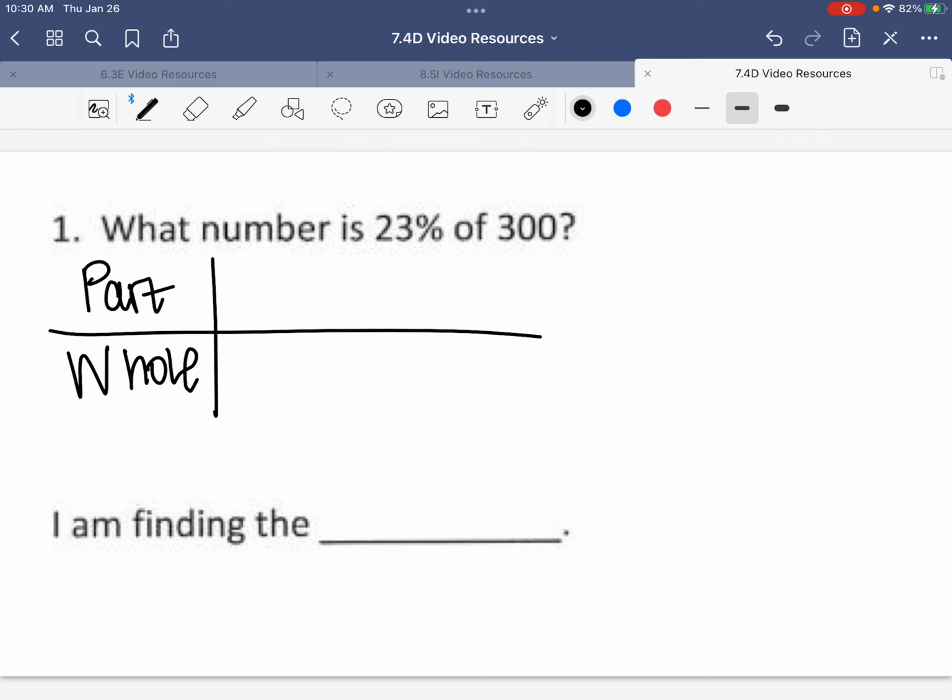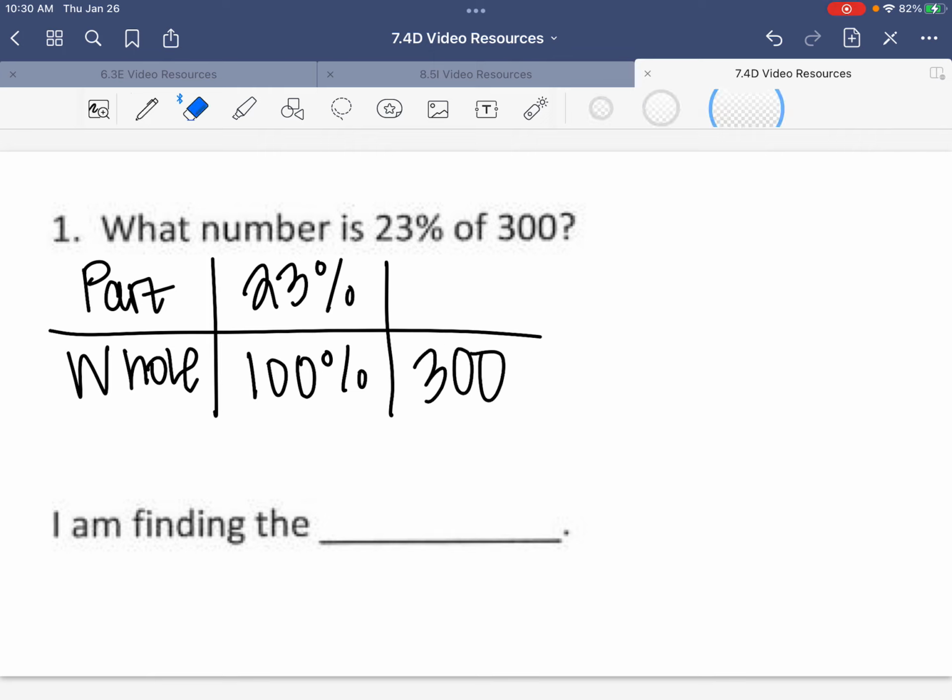So I want to know the part. I want to know 23%. And 23% is the part that is based out of the whole of 100%. But I want to know what that is out of 300. So it says, what number is 23% of 300? That means that 300 is the whole. So I am missing the part. So we're trying to find the part.